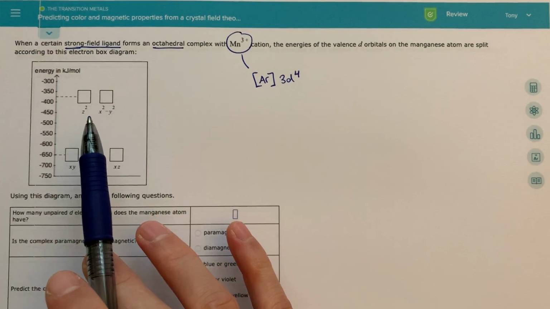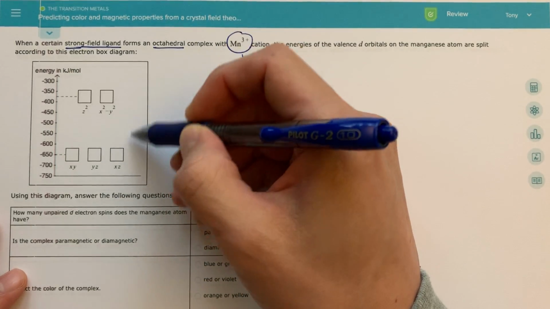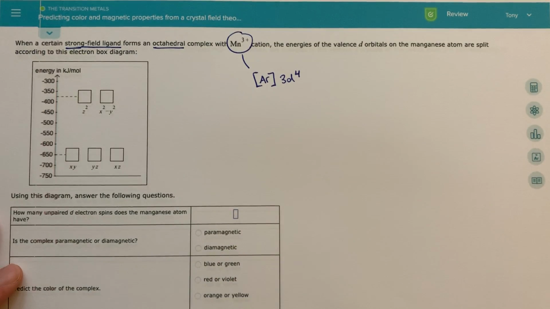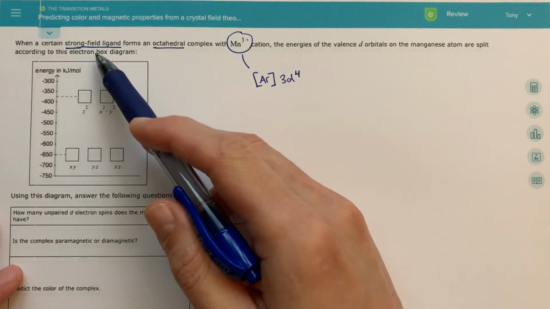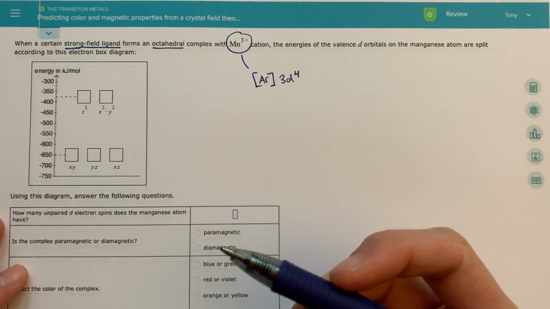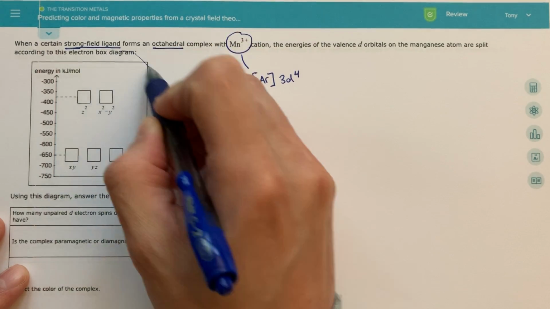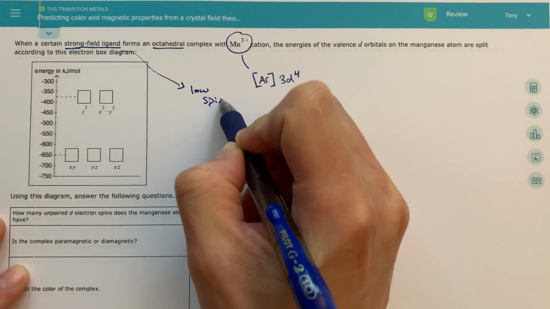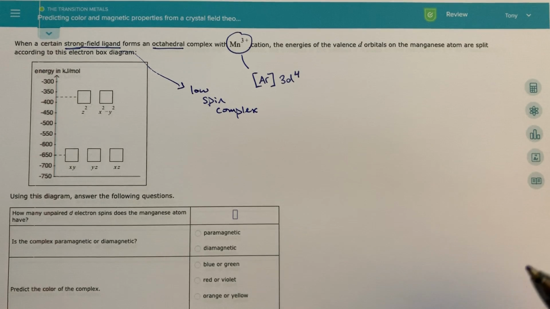So, the strong field ligand, what that is telling me is that this distance here, this delta between our lower energy level d orbitals and the higher energy level d orbitals is bigger, right? So strong field means that delta is going to be larger, and that indicates this is very likely going to be a low spin complex. So the fact that it's a strong field ligand is essentially saying low spin complex.